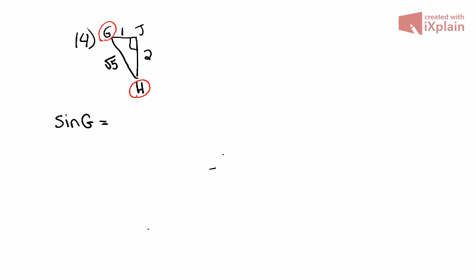And if I want to find the sine of G, I use my SOHCAHTOA. Sine is opposite over hypotenuse. So if I'm working with angle G, the side opposite from angle G will be 2 over my hypotenuse, which is the square root of 5. And if we express that as a decimal, you should get 0.8944.